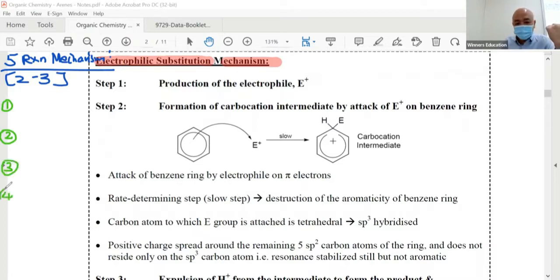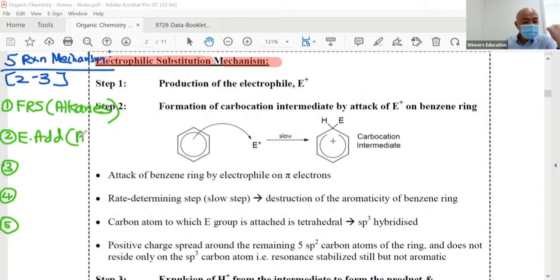I'll be reminding you all over and over again so that it becomes habitual and you don't have to go and memorize them. They automatically come to you. The first one we learn is called free radical substitution, where the topic is alkanes. Next, we learn about electrophilic addition, where we learn it in alkenes. Today, right now, we're going to learn about electrophilic substitution, where the topic is arenes.